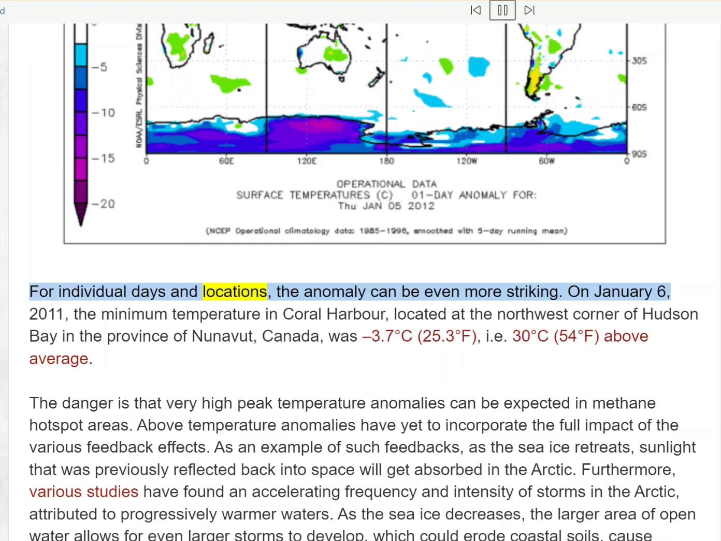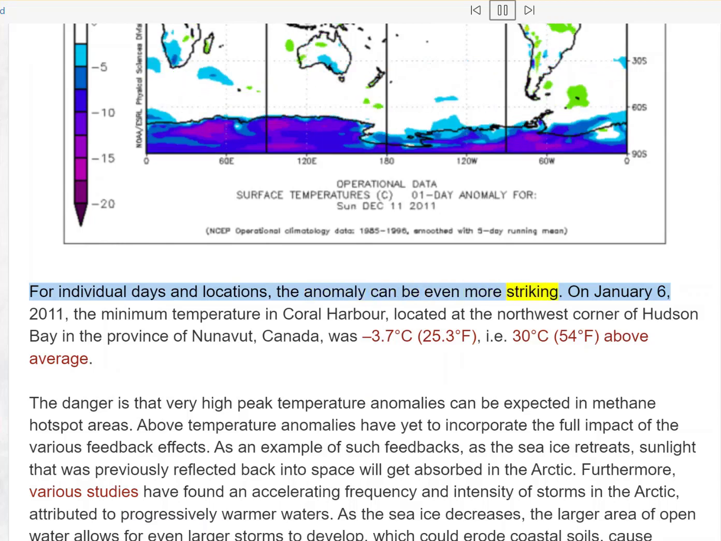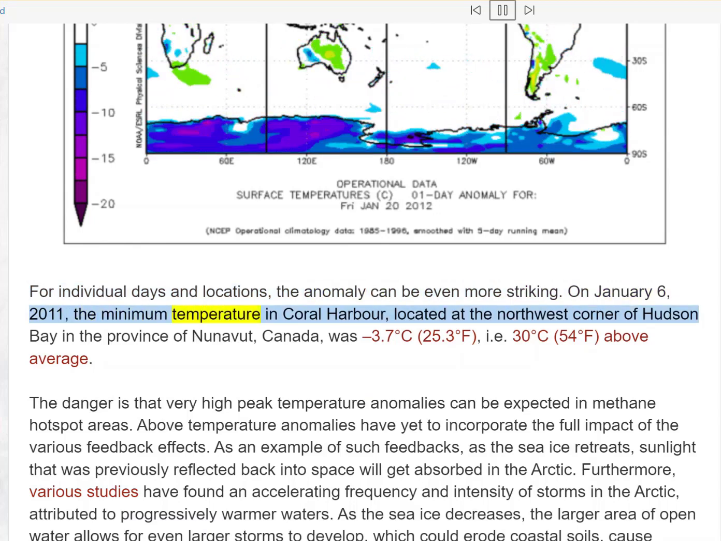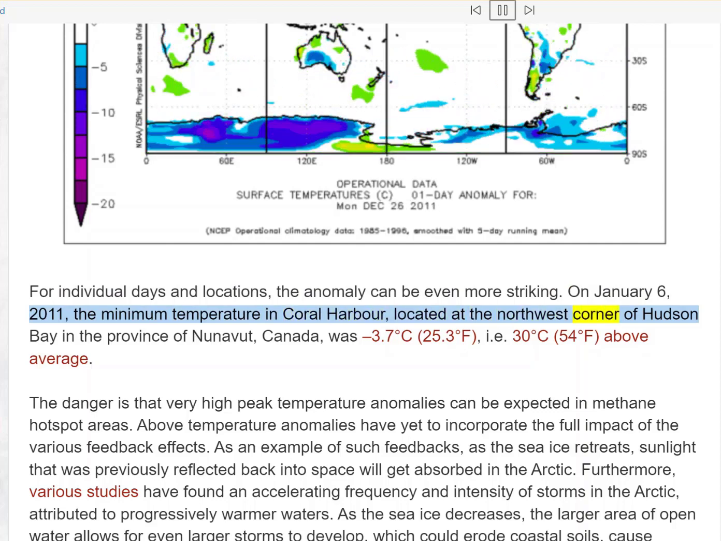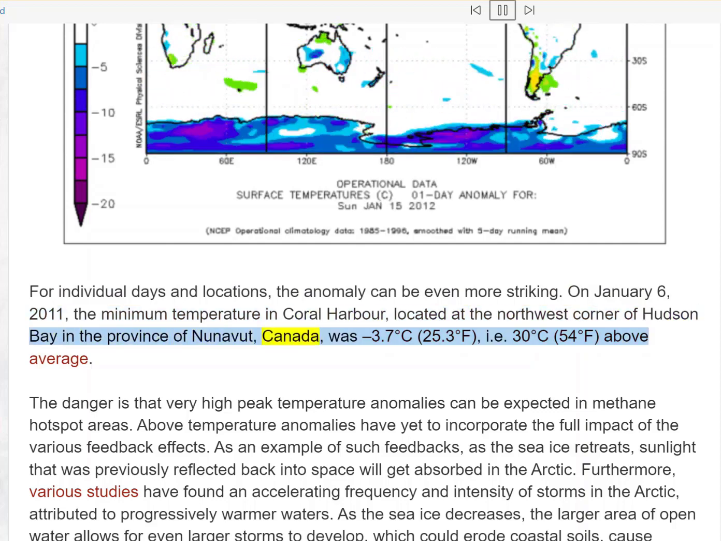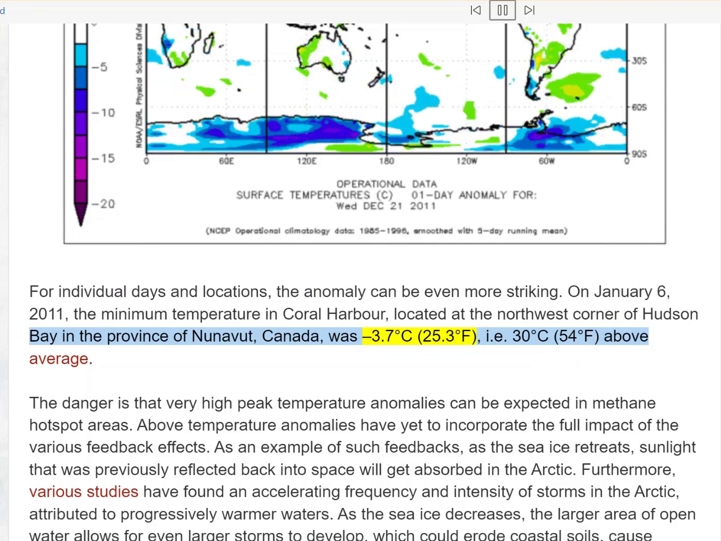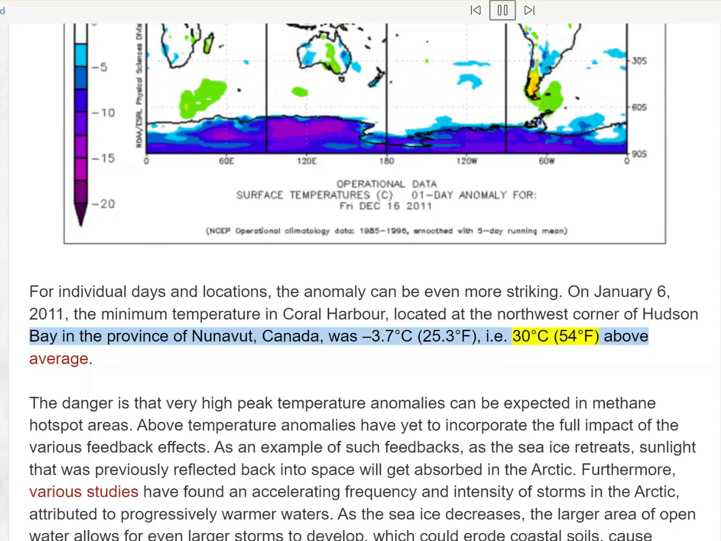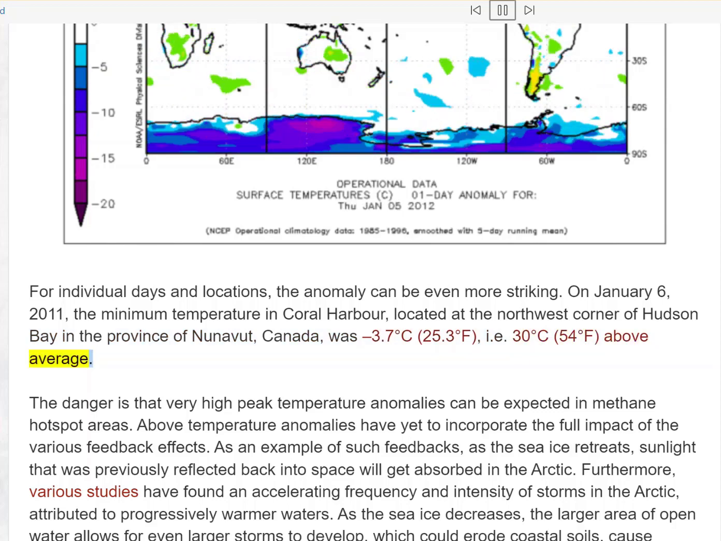For individual days and locations, the anomaly can be even more striking. On January 6, 2011, the minimum temperature in Coral Harbour, located at the northwest corner of Hudson Bay in the province of Nunavut, Canada, was minus 3.7 degrees Celsius (25.3 degrees Fahrenheit), i.e. 30 degrees Celsius (54 degrees Fahrenheit) above average.